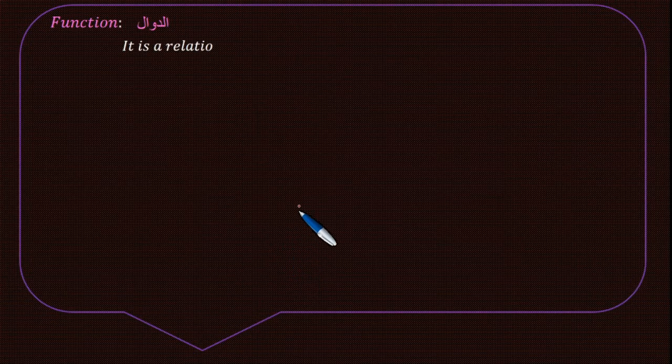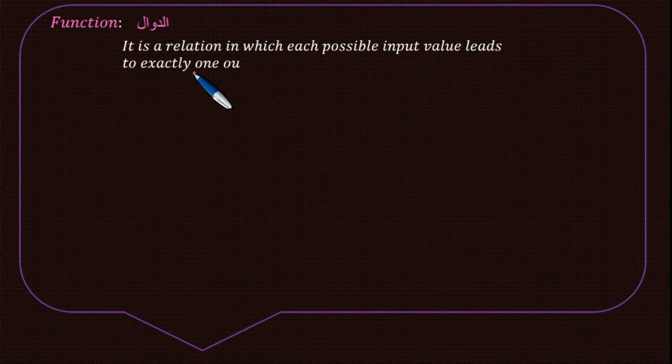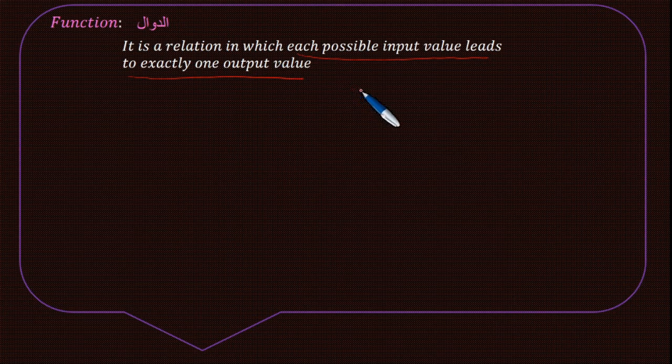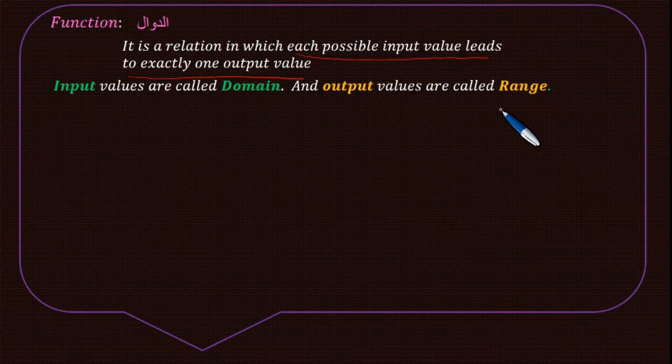Function: it is a relation in which each possible input value leads to exactly one output value. It is a relation in which each possible input value leads to exactly one output value. This is the definition of function. So here input values are called domain and output values are called range. Let me understand this with a diagram.